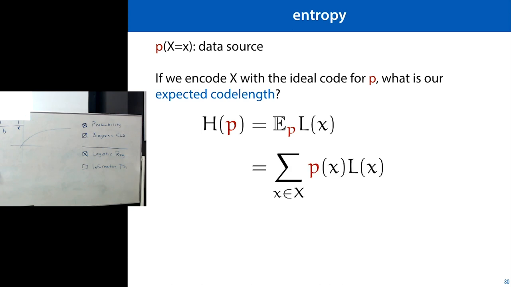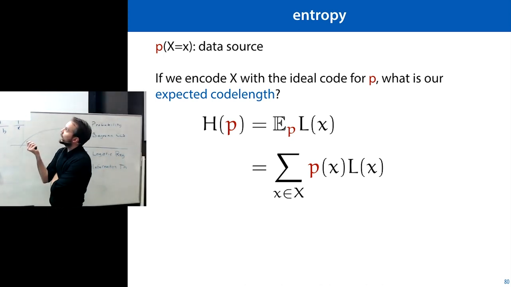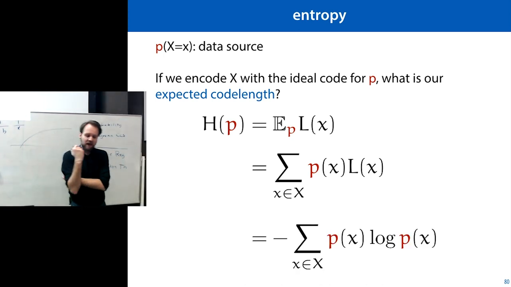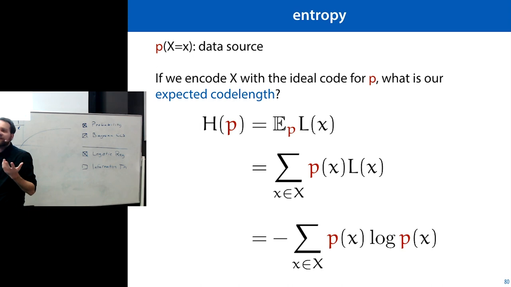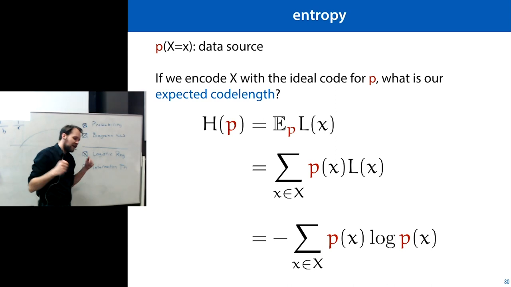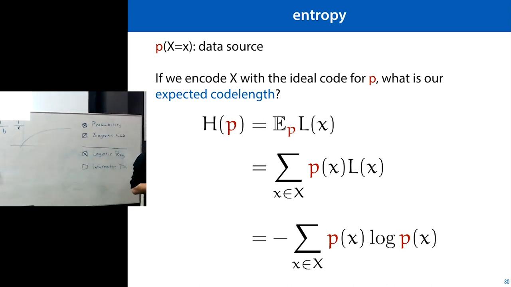So if we fill in the definition of the expectation, it's just multiplying all the outcomes, multiplying the L times the probability of the outcome. And if we fill in the definition of L, it looks like this. So the minus is worked outside, and here we get the log p, usually the binary logarithm if you're thinking of this in terms of codes. And this is the definition of the entropy. So the entropy is the expected code length given this code that corresponds to the data source.